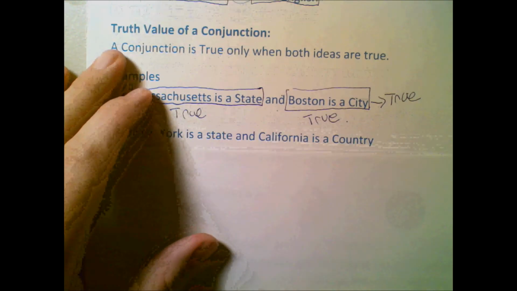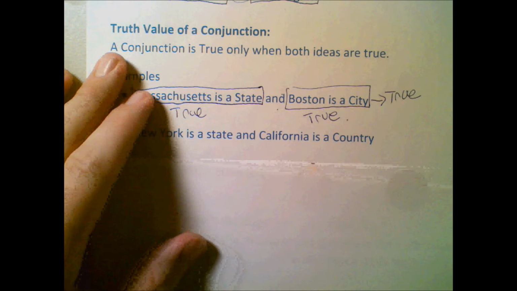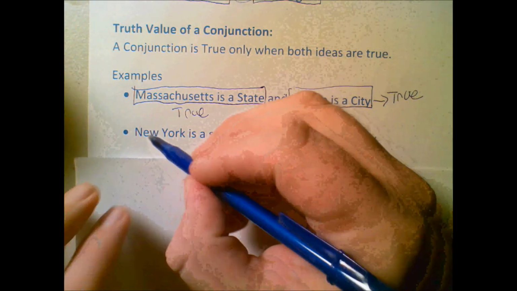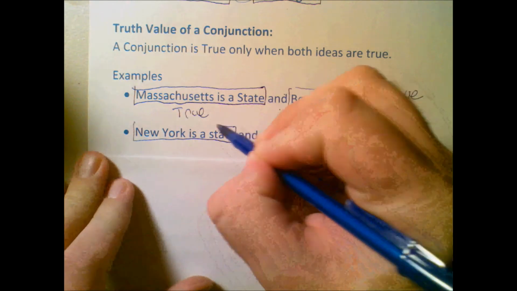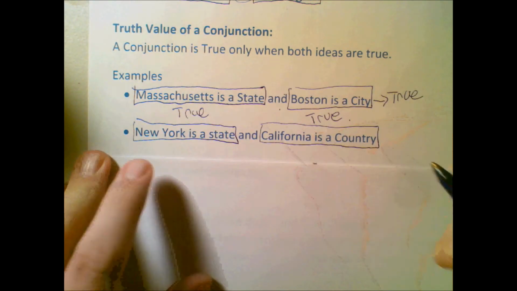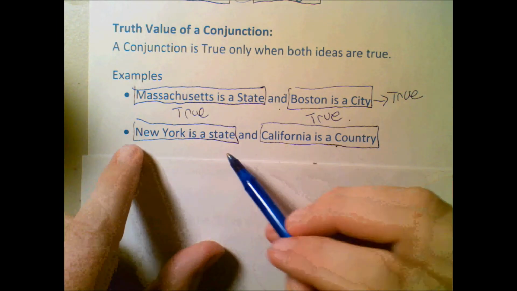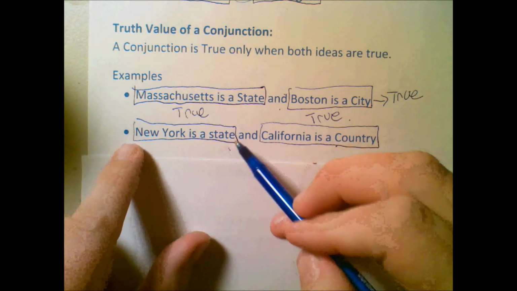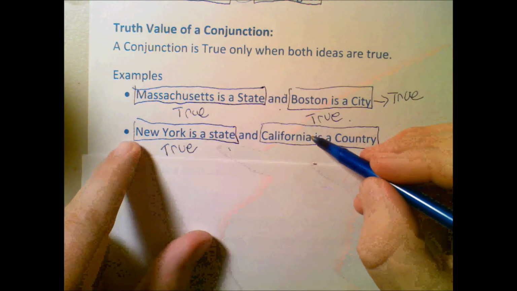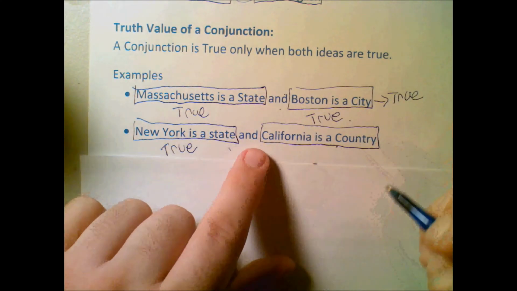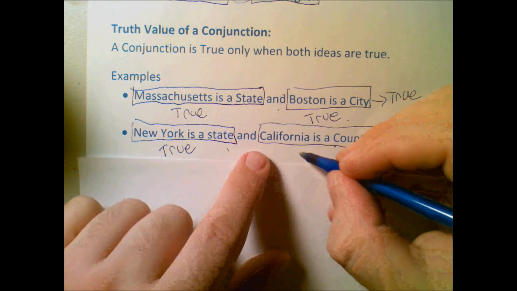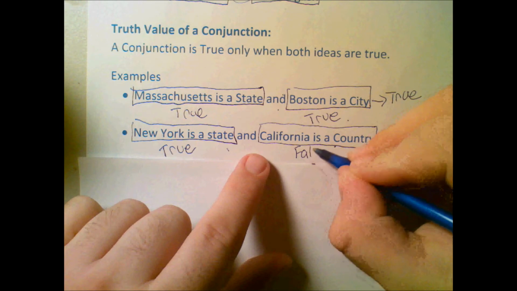Okay. Now let's take a look at the next one. New York is a state and California is a country. We have the two statements again. New York is a state and California is a country. Now, we take each statement and look at it separately. New York as a state is true. California is a country. Unless I don't know my world geography that well, California is not a country, it's a state. So this statement here is false.